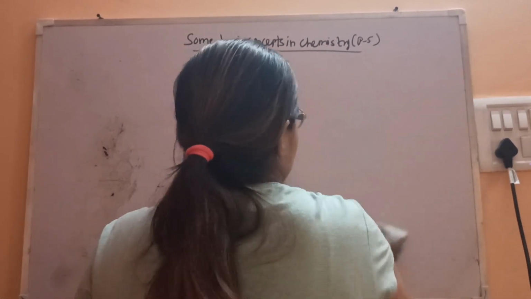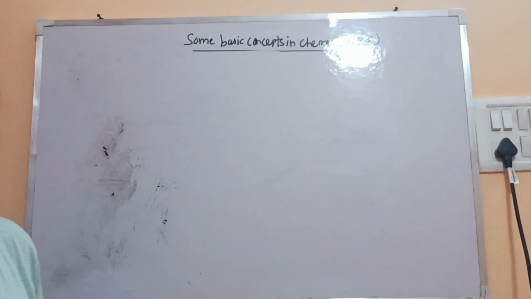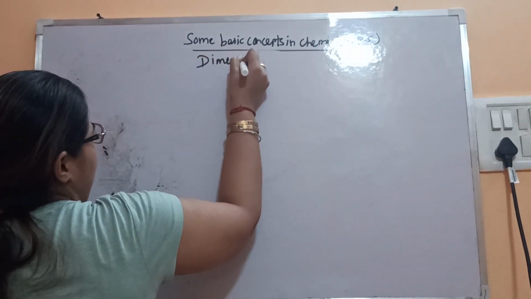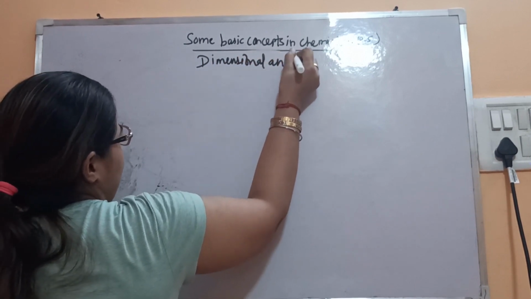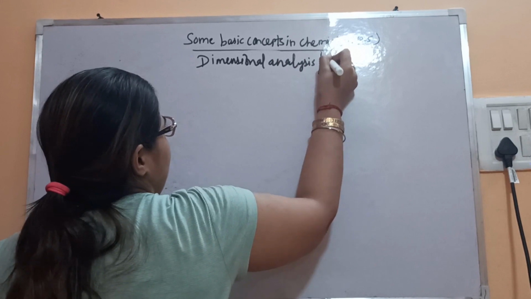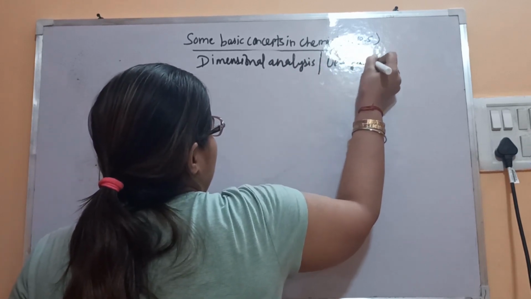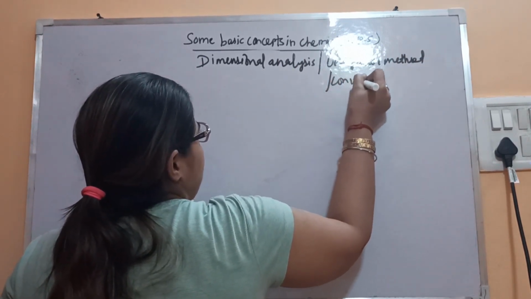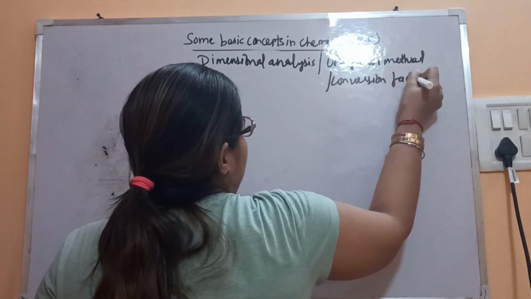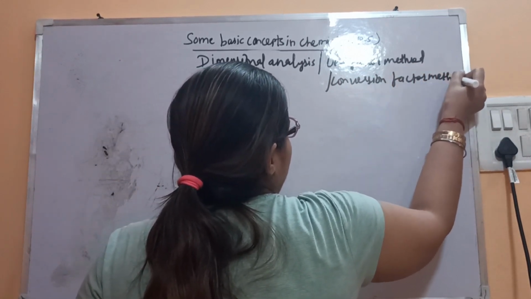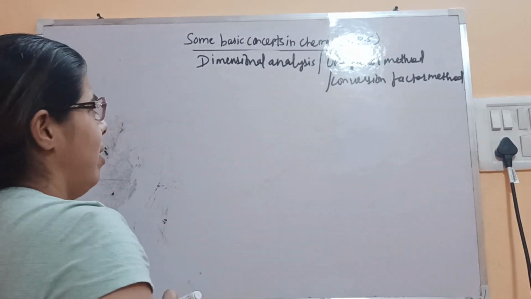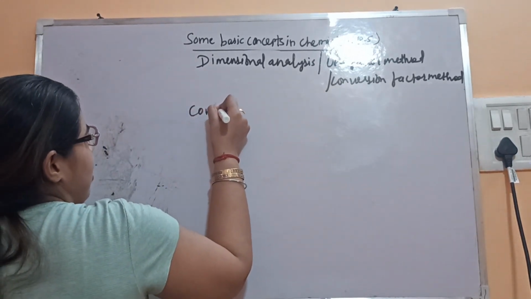So let's see what this is. This is your dimensional analysis or unit factor method, or conversion factor method. So what is this basically? Here we will convert one set of systems into another one. Fine. So what is the conversion factor here?